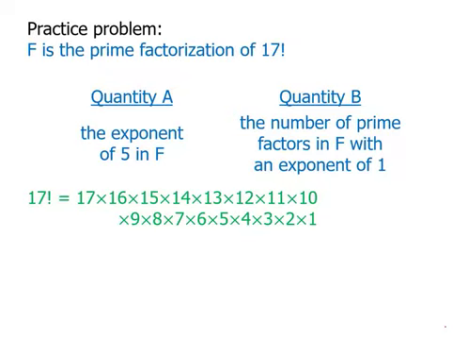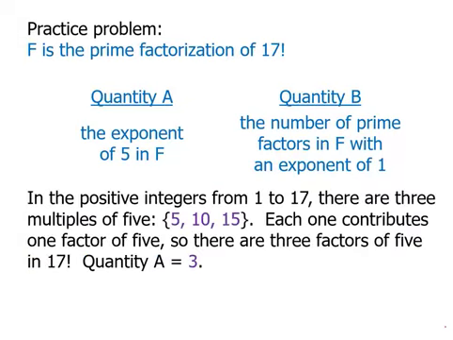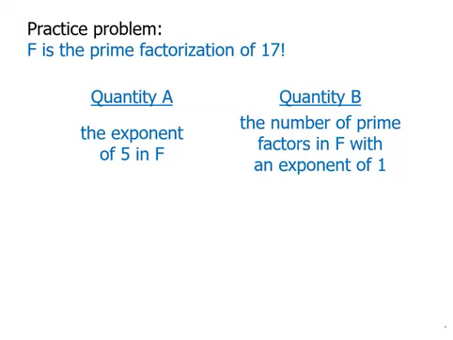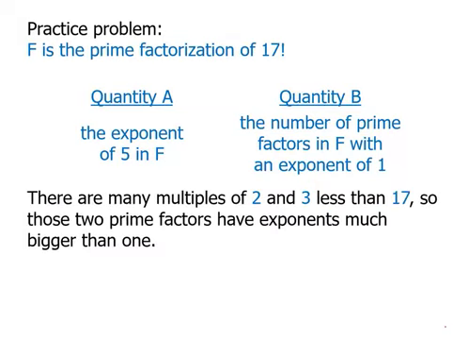So we know 17 factorial is the product of all those numbers. In the positive integers from 1 to 17, there are 3 multiples of 5. There's 5, 10, and 15. Each one contributes 1 factor of 5. So there are 3 factors of 5 in 17 factorial. So quantity A equals 3. There are many multiples of 2 and 3 less than 17.